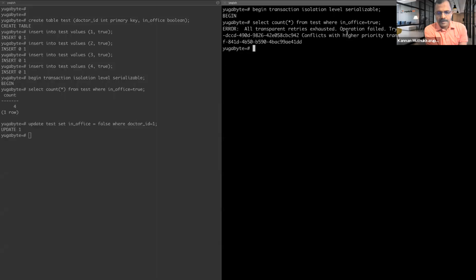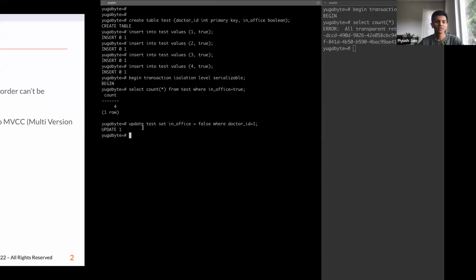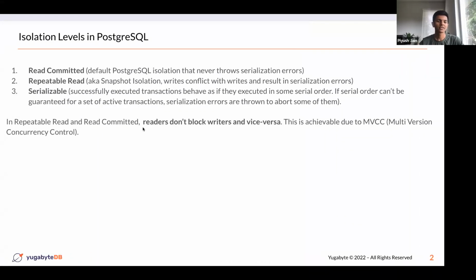So if you see, this is what happens. You see a conflict here, and that is just because these two transactions can't be serialized, right? So this is to just drive home the point that if you do concurrent transactions, you might end up in bad states, which you might not expect. So this helps avoid that, right?